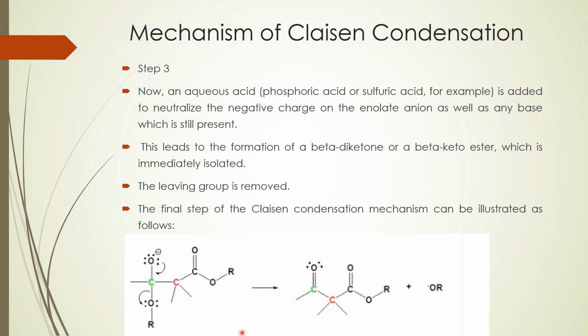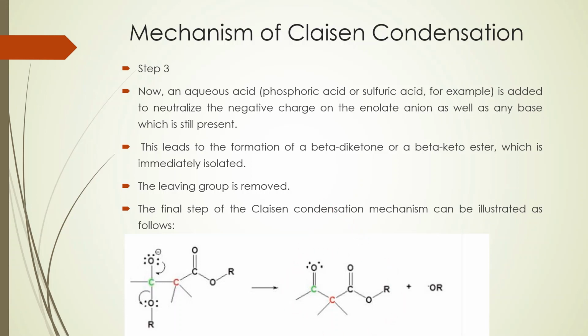This is the second enolate ion which we have got in step 2. Now here what happens, this negative charge on the oxygen gets shifted here so as to form the carbon-oxygen double bond. As soon as the double bond between carbon and oxygen forms, this OR group leaves. It leaves with the bonding pair of electrons which is present between carbon and oxygen here. So it leaves. Therefore, we will get this product.